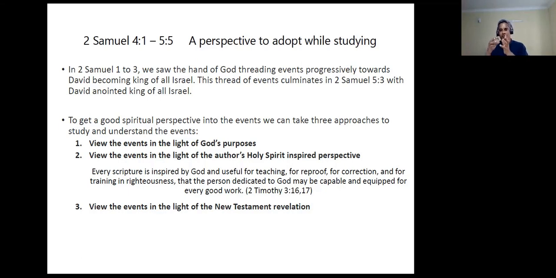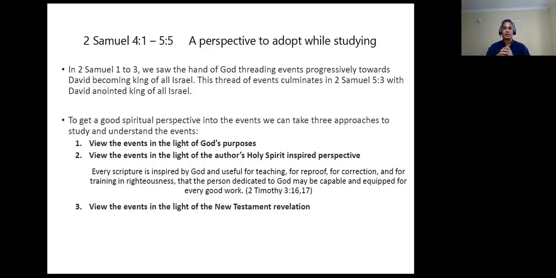And in chapter 5, verse 3, there's a culmination of this thread of events when David is anointed king of all Israel. So this is going to be the third time that he's anointed king. First, when Samuel anointed him when he was 15. Then when Judah made him king over Judah. And now in chapter 5, verse 3, all of Israel together asked David to be their king.